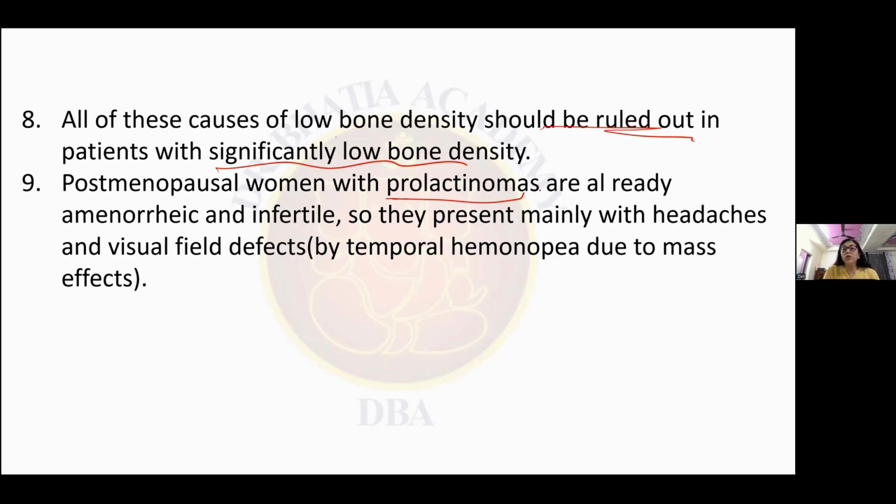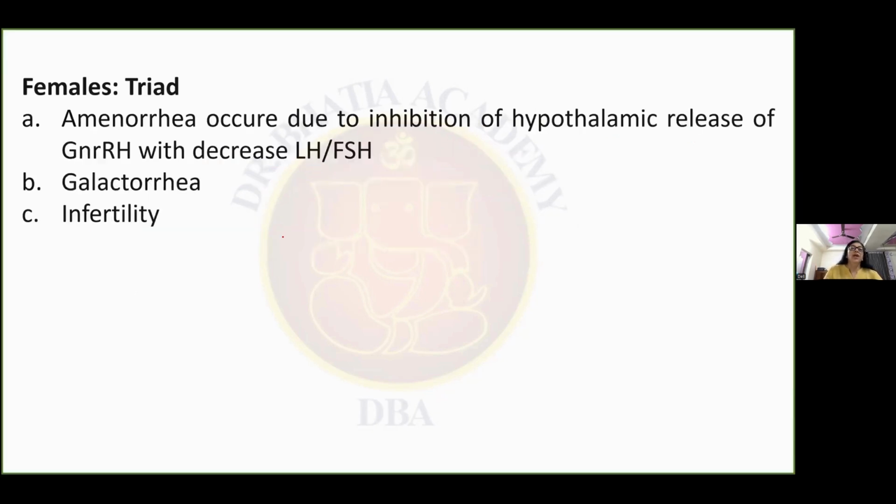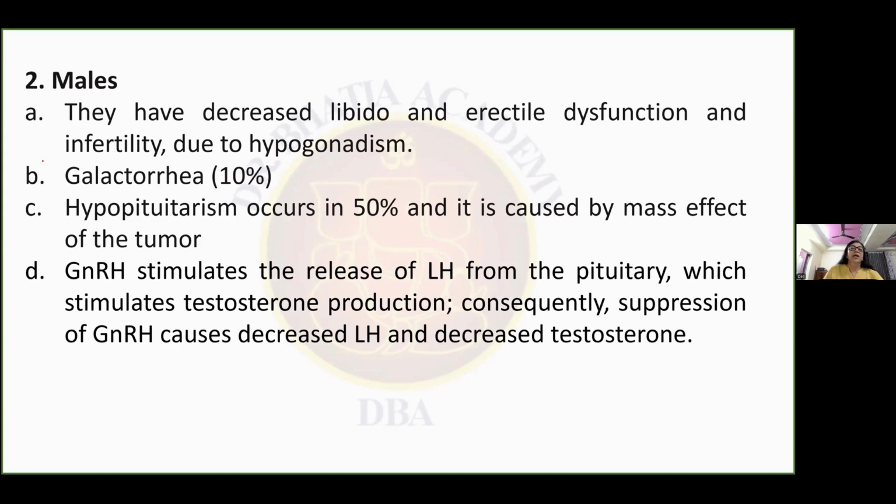Postmenopausal women with prolactinomas are already amenorrheic and infertile, so they are presenting mainly with headaches and visual field defects. A typical triad of amenorrhea, galactorrhea, and infertility should point towards prolactinoma. In males, they will have decreased libido, erectile dysfunction, and infertility because of the hypogonadism. Galactorrhea may be present in 10% of the cases. Hypopituitarism occurs in 50% and is caused by the mass effect of the tumor.